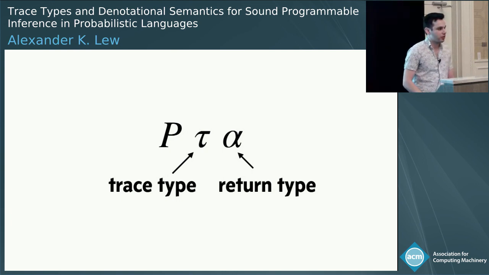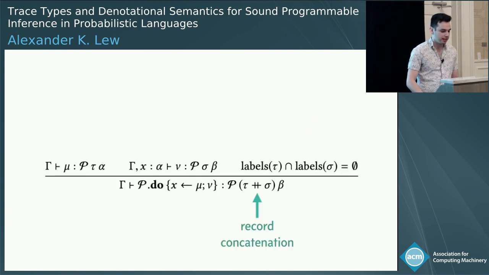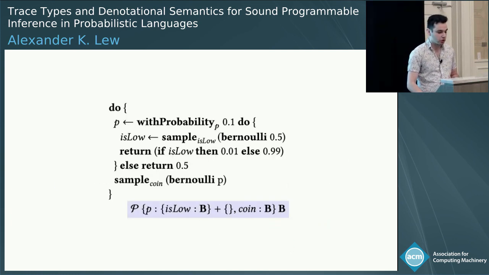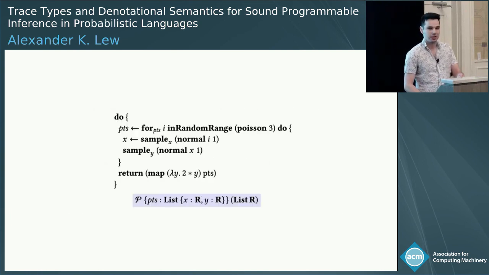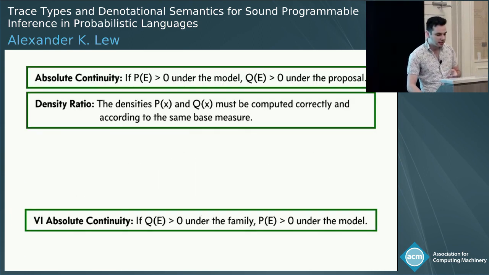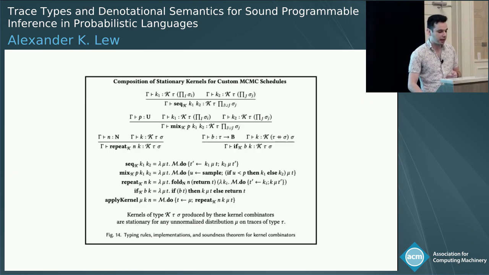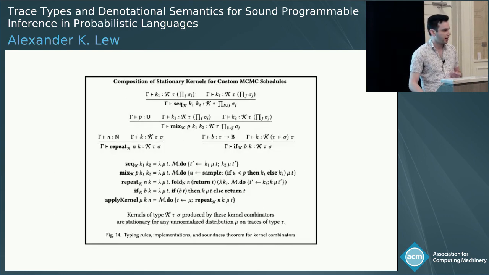The tau parameter there is going to track the space of possible execution traces. And we have rules for return and bind in this language. And when you bind, you basically combine the traces of the two pieces of the monad. We have various control flow features that are going to introduce sum types and lists into the trace, because your trace can basically contain lots of copies of something, or it can contain either this or that when you branch. And this is going to allow us to create sound by construction versions of algorithms like importance sampling and Metropolis Hastings and so on.